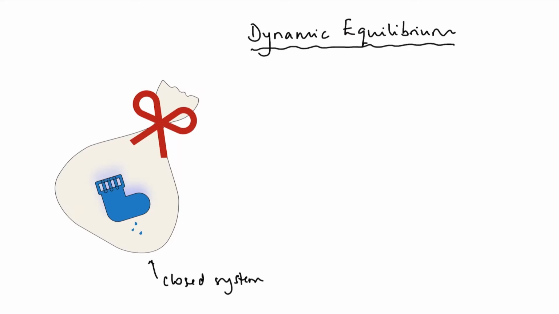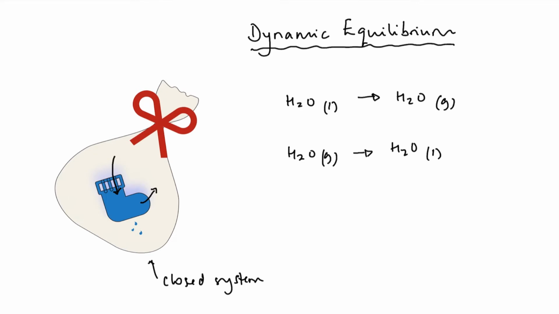Well, to begin with, water is going to evaporate from the sock into the bag's atmosphere. So we can represent that with an equation. Liquid water goes to form gaseous water. But eventually, the air inside the bag is going to become saturated, at which point water is going to condense from the air back onto the sock. So we have a second equation, H2O gas, going to form H2O liquid.